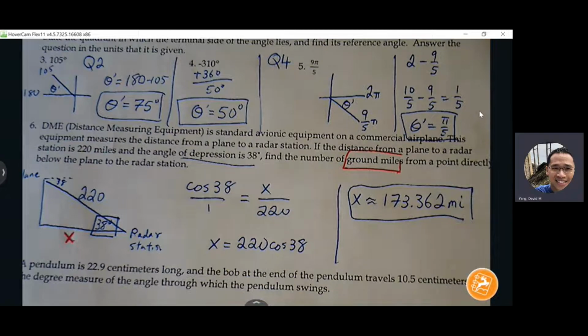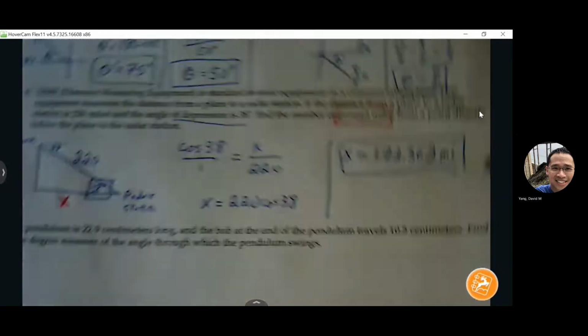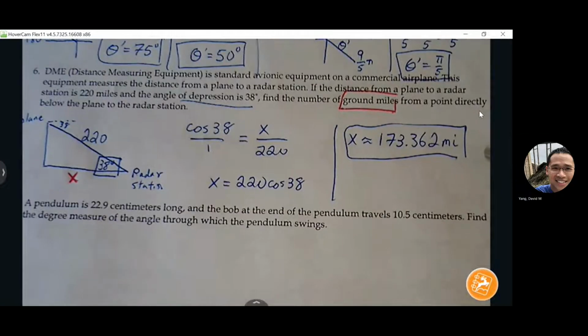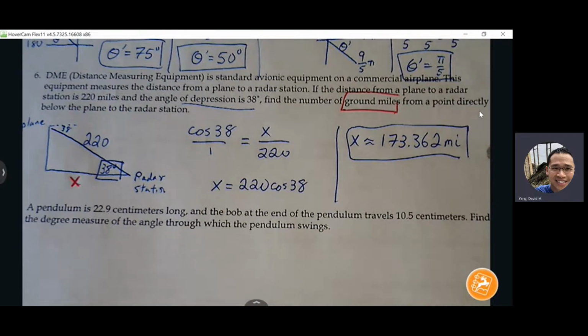I would say either 2 or 3 decimal places if it doesn't say anything, but if it does, then we'll specify. Okay. Any questions so far?